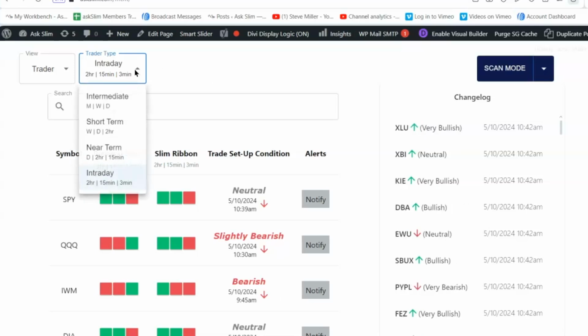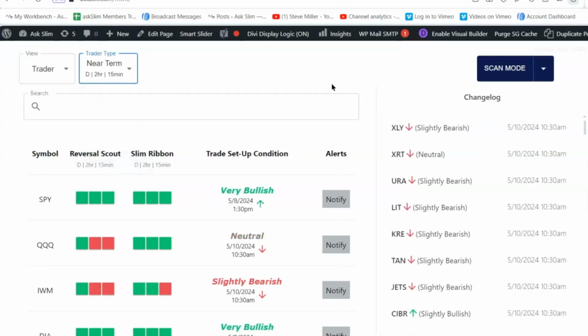So if you were what we call a near-term trader, which would be kind of an intraday swing trader or a couple-day holding period, it would show you in here the changes. And you can see the mixed market in here now. IWM is still pretty bullish.